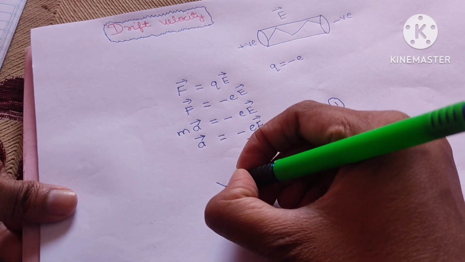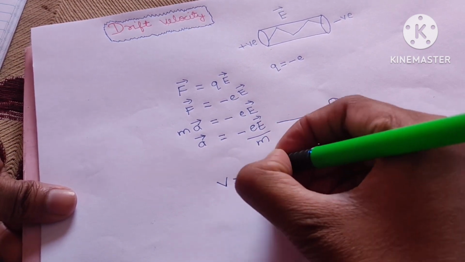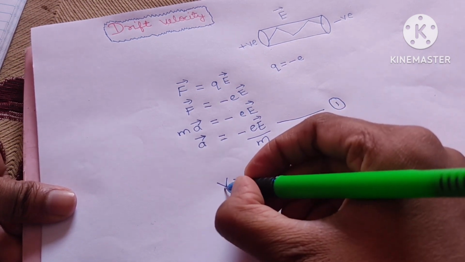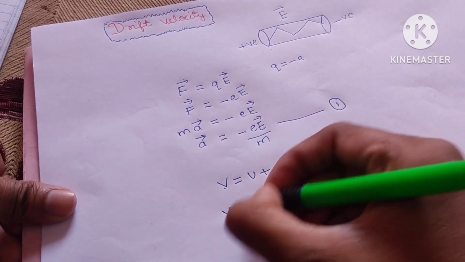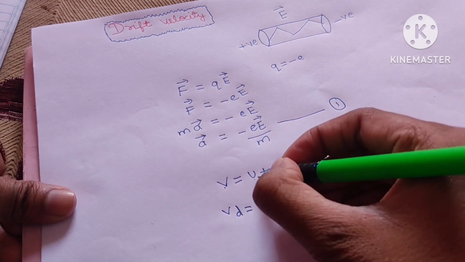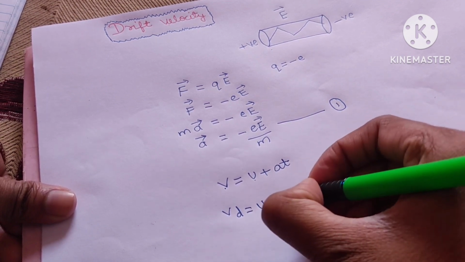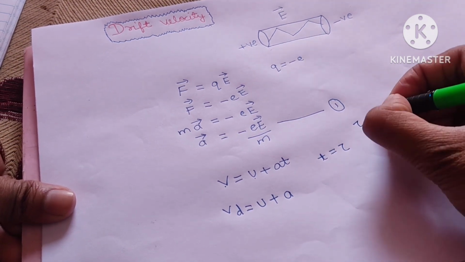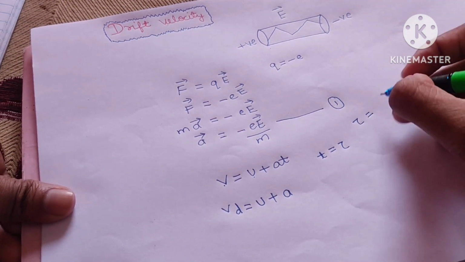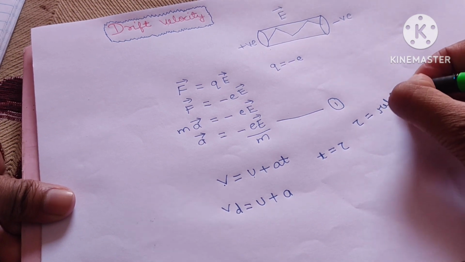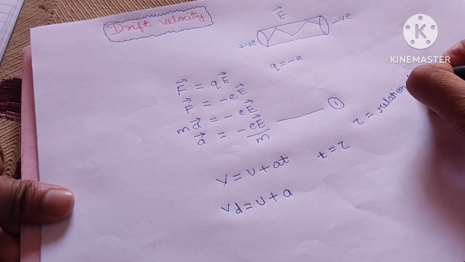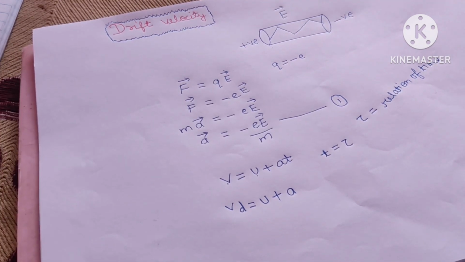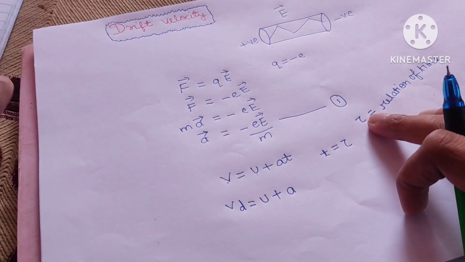We know that v is equal to u plus at. Okay, but here v will become Vd, u will be u, a will be a, but t is equal to tau. What is tau? Tau is the relaxation time.